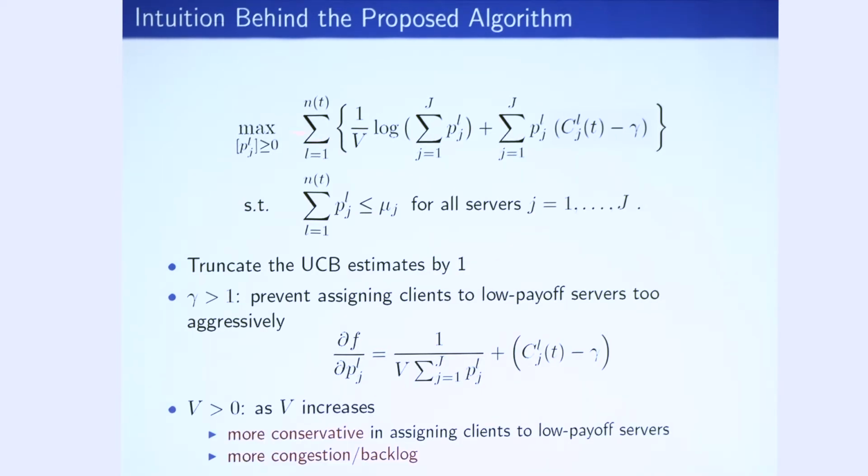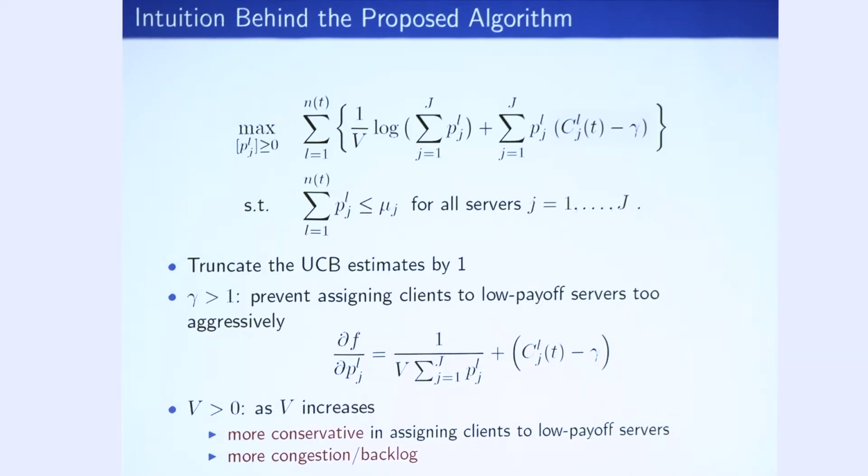Finally, I want to briefly talk about the role of V here. So there's a parameter V here. The crucial thing is that as V increases, the derivative actually decreases. Okay, so what does that mean? That means the system becomes more conservative in assigning clients to low payoff servers. But on the other hand, as V increases, since the system is more reluctant to assign to low payoff servers, that will lead to more congestion in the system. And this will also affect our payoff regret in the end. Okay, so that's about the algorithm.